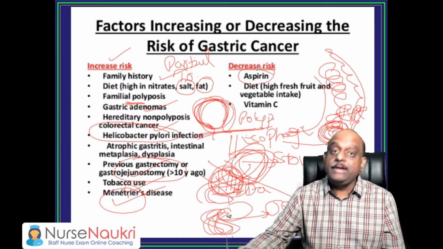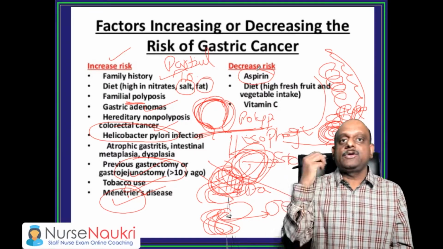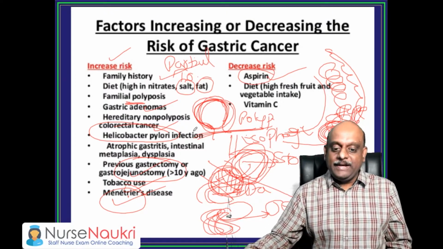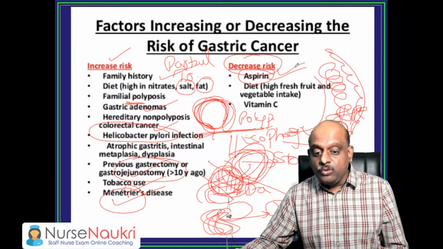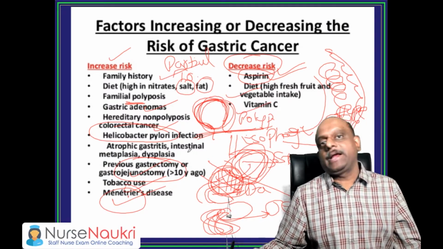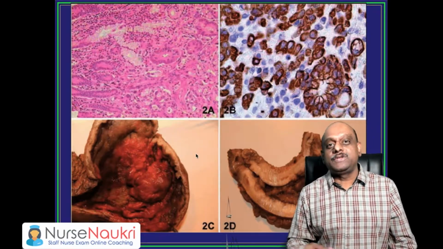And what decreases the risk of stomach cancer? That is another favorite question of the examiner. Aspirin decreases the risk. And fresh fruits, fresh vegetables, vitamin C, they all decrease the risk of stomach cancer. You have to be very sure to remember this for tomorrow's exam.